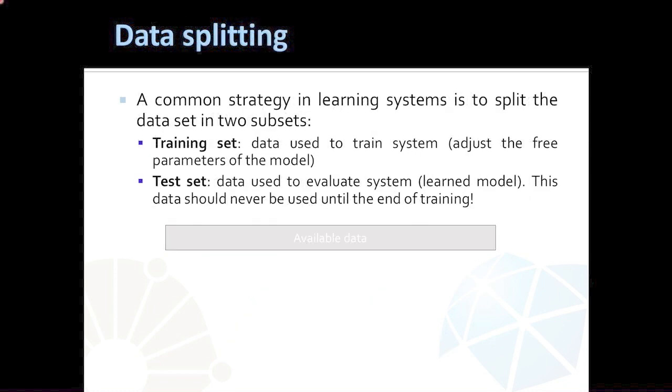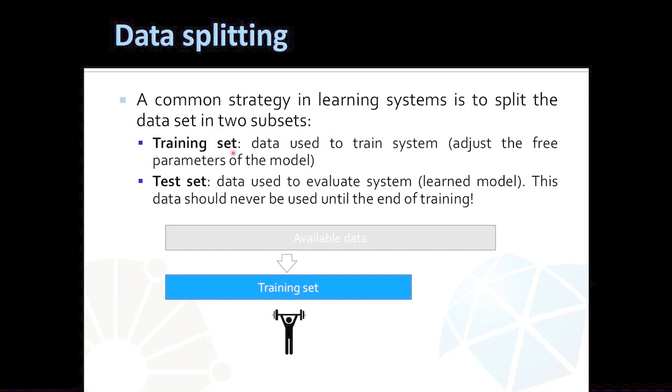We usually don't give all examples that we have, that is, all available data, at the same time to train the system. It is common that we can divide this data in at least two subsets. The first is the training set, that will store the data that we use to train the system. Training the system means adjust the free parameters of the model. And the other is the test set, that will store the data that we will use to evaluate the system, or the learned model. These are two different data, and the data that we will use to test the system should never be used until the end of training.